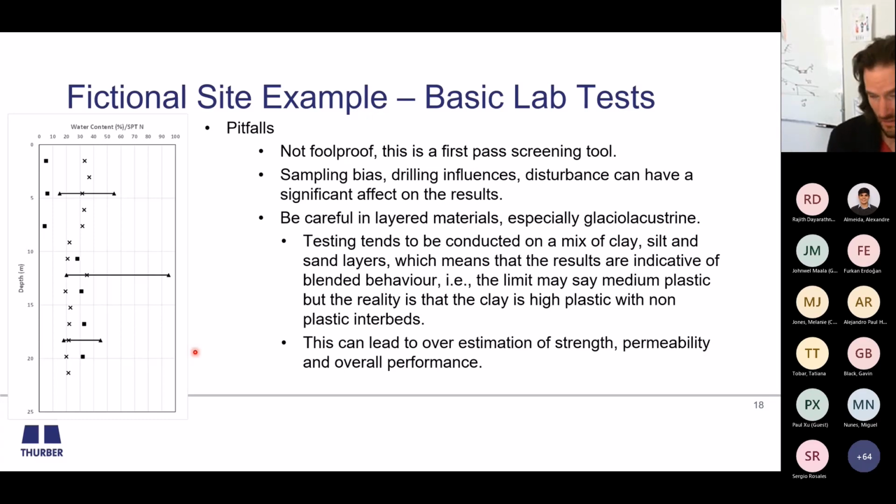The testing, you have to think about how the testing is done. We take the sample, they need a certain amount to do the test. So if you've got thinly interbedded materials, they're mixing up the clay, the silt, and the sand layers, which means the limits you're getting back are a blended behavior. So the limit might be medium plastic, but reality is you have a high plastic clay with non-plastic interbeds, which can lead to overestimation of strength, permeability, and performance.